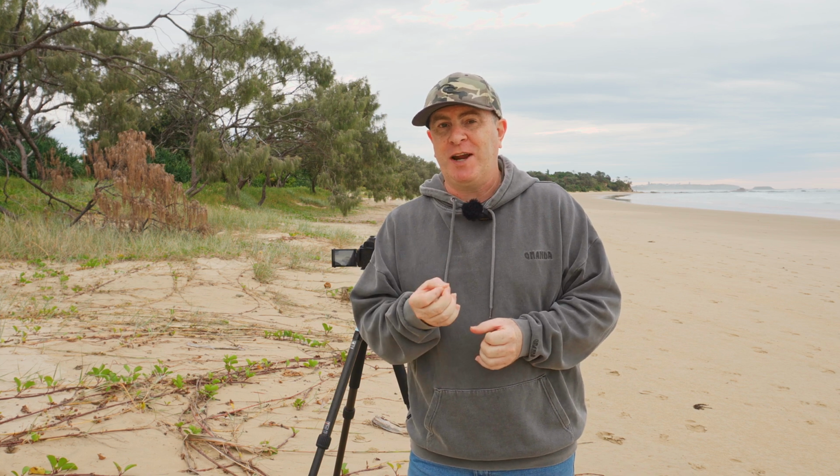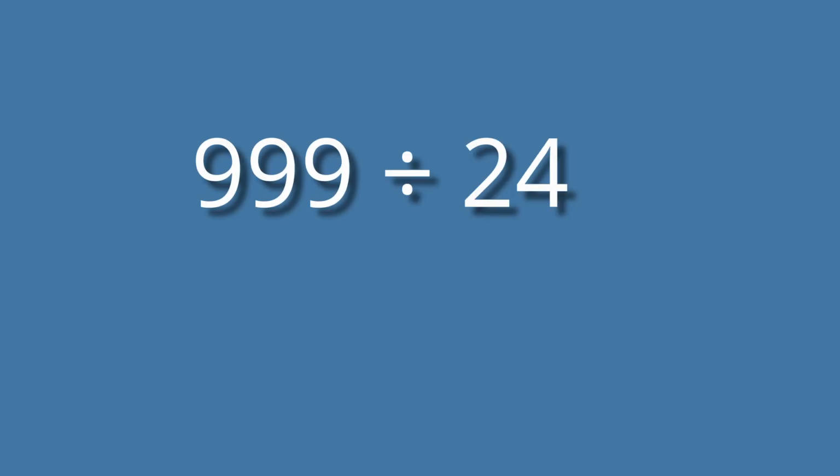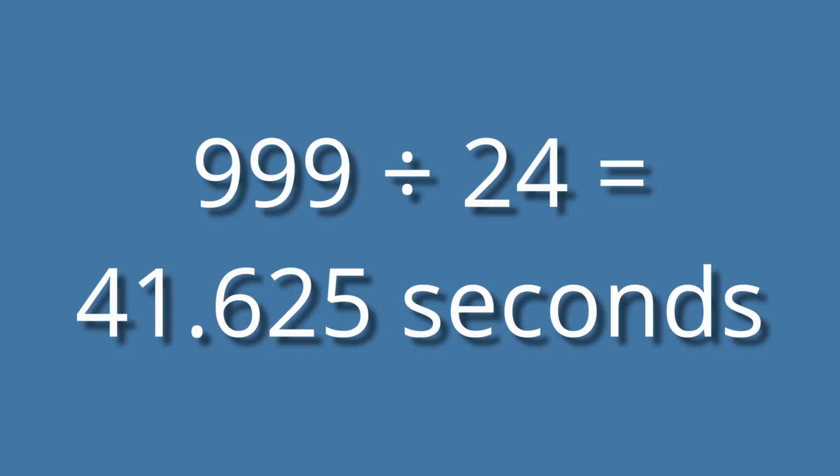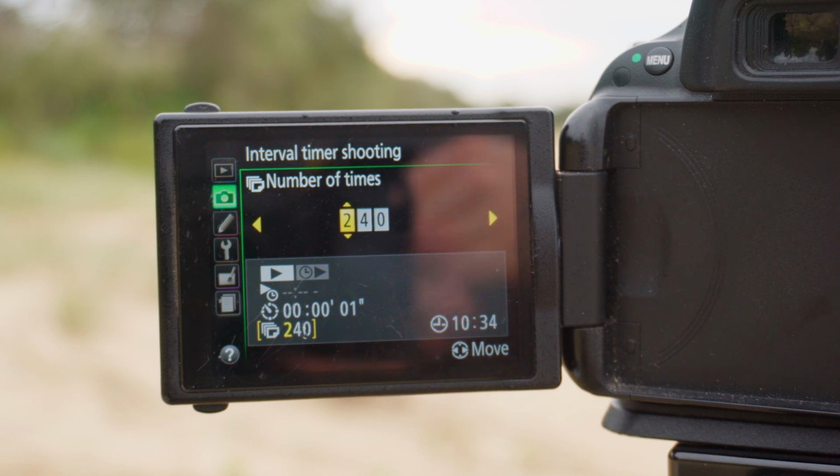Now you can take up to 999 frames with the interval timer shooting, so that gives you about 41.6 seconds of video, if I've done the math correctly. I didn't do it in my head, I did it with a calculator off camera before. So it's about 41 seconds is the longest time lapse that you can do at 24 frames per second. Now on the last page here, this is where we set the number of times. This is the number of photos that it's going to take during the interval timer shooting.